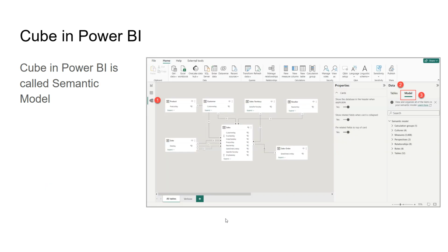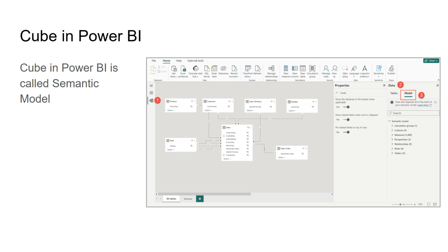Power BI calls it a cube semantic model, and there's a little bit of marketing involved. It was originally called a cube. The industry standard calls it a cube. And Microsoft originally called it a cube in the previous version of their analytical product, SSAS, the SQL Server Analytical Service.